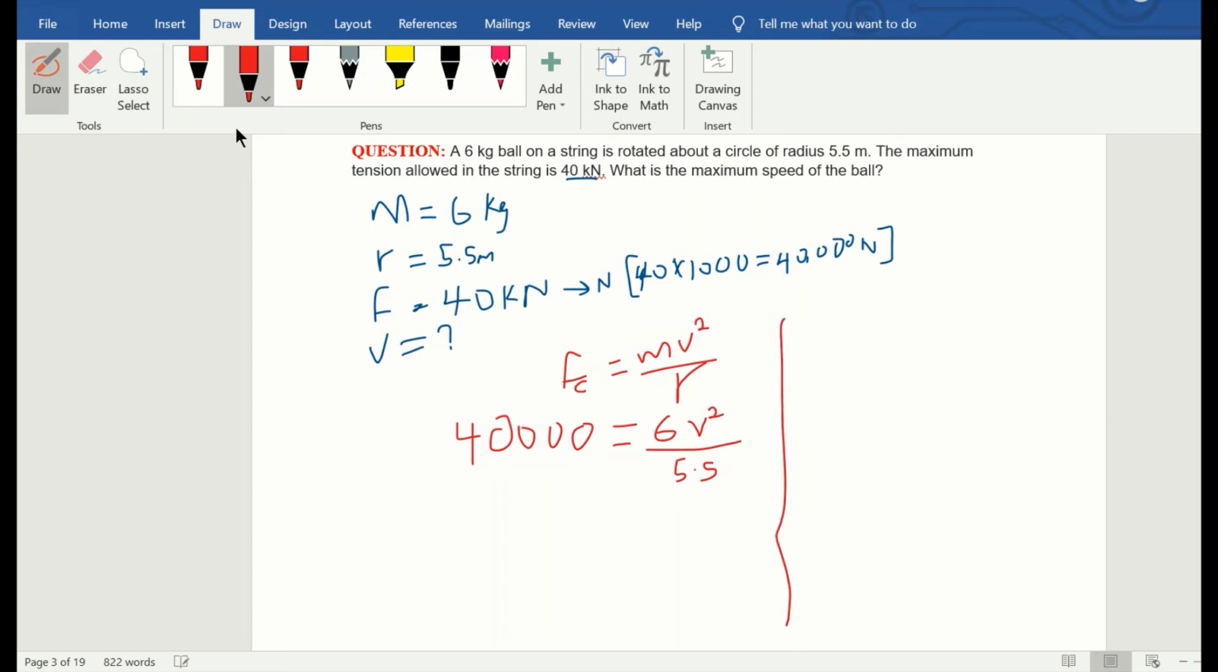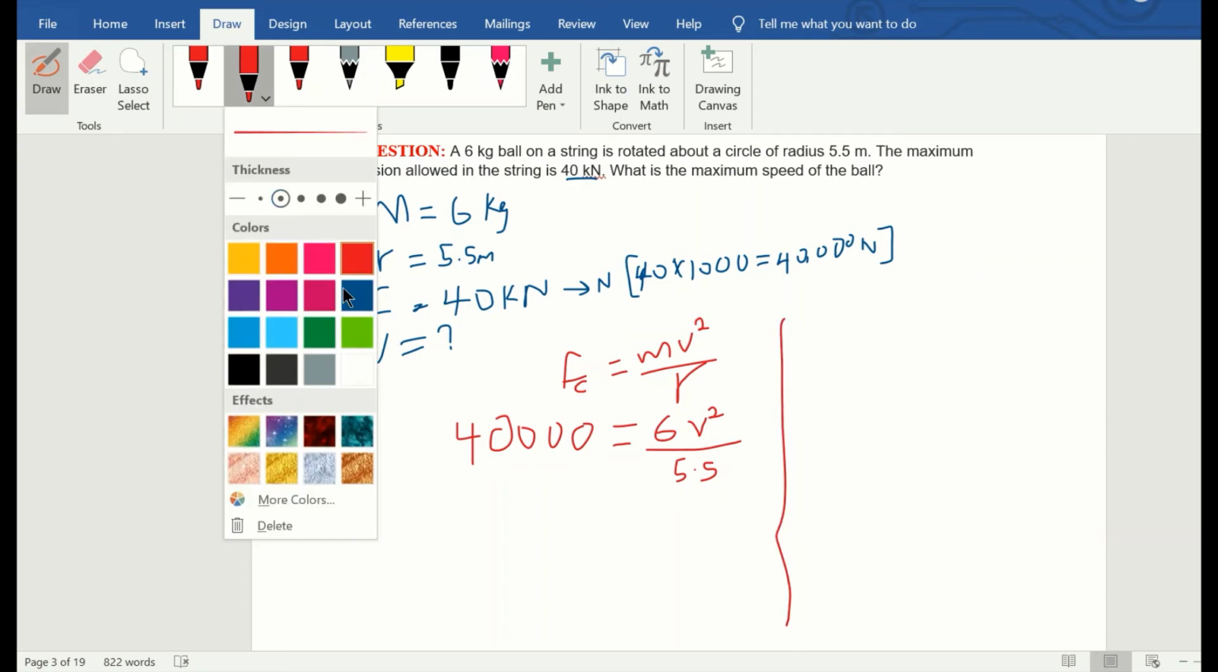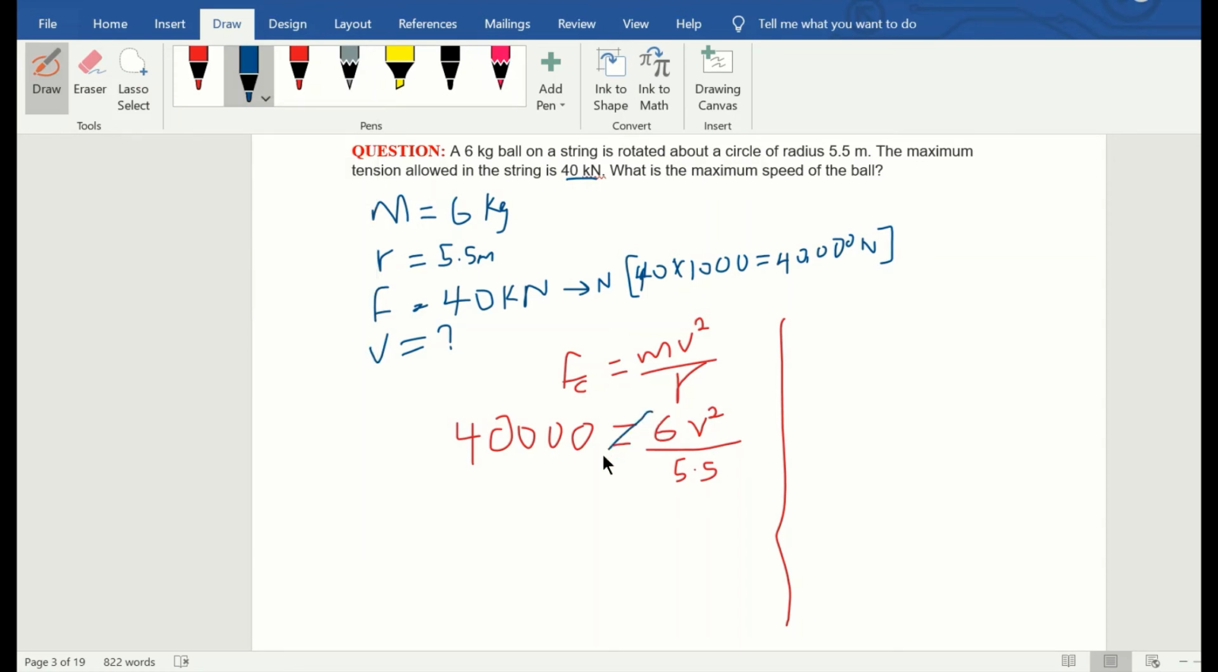Okay, so what next? I have to cross multiply. We cross multiply, so we have 6 v squared equal to 40,000 times 5.5. That gives us 220,000. If you are wondering how I got this, I multiply 40,000 times 5.5. That gives us 220,000.